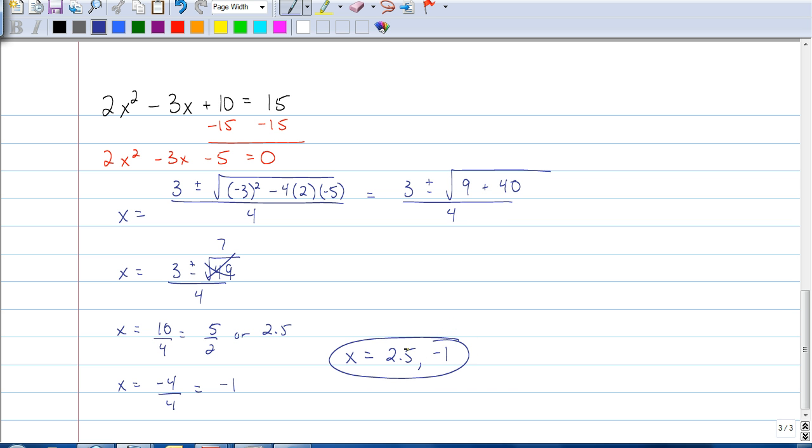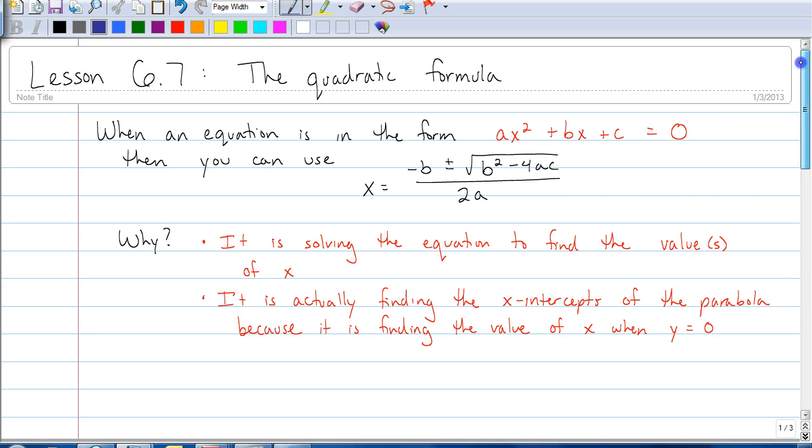So hopefully you got those right. Hopefully you're remembering how to use the quadratic formula. Again, it's important to not only have it memorized, but to know why you're using it. We're using it to solve the equation when it's equal to 0, which in essence is finding our x-intercepts.